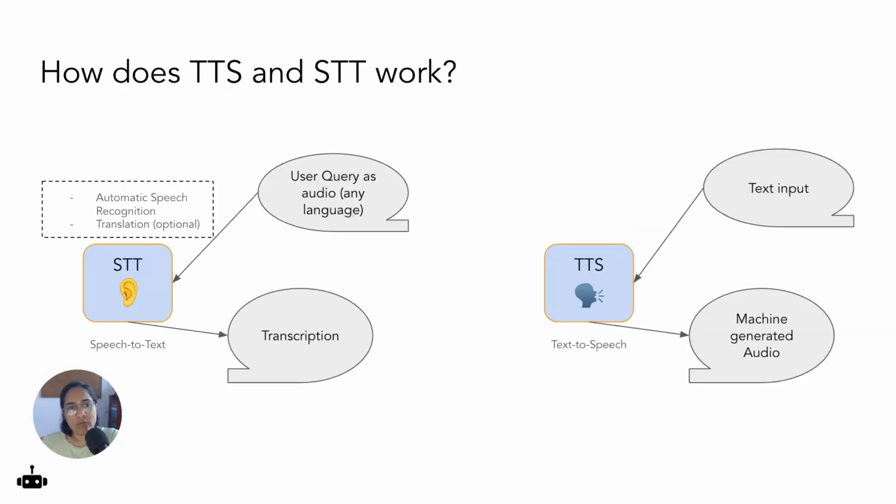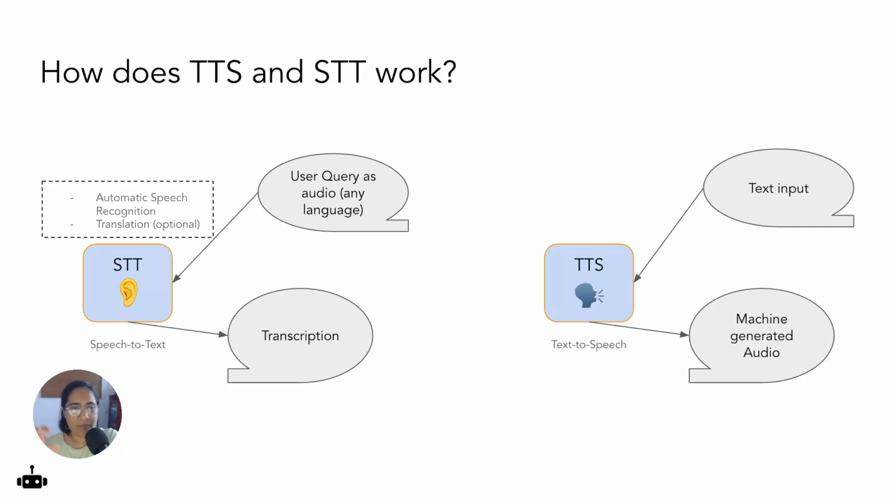Then we go on to what is text to speech and speech to text. So it's very simple. If a user queries something in audio or a voice note, first you need to understand what they've said, what language it is in. So you do a speech recognition and you also do a translation. And then from there, you transcribe it, and that transcription goes to the LLM for an answer.